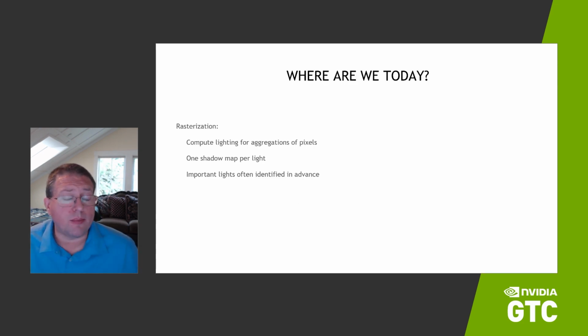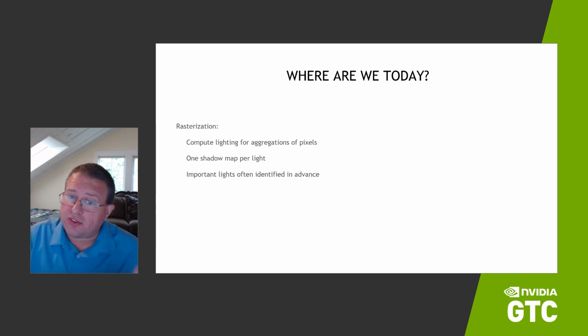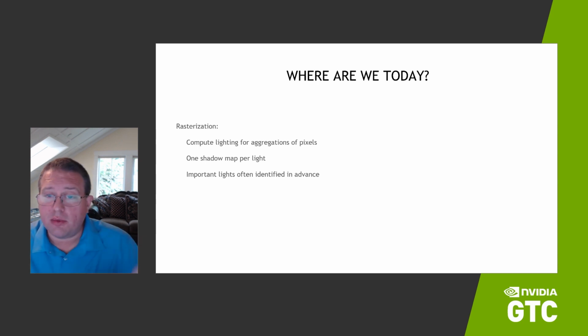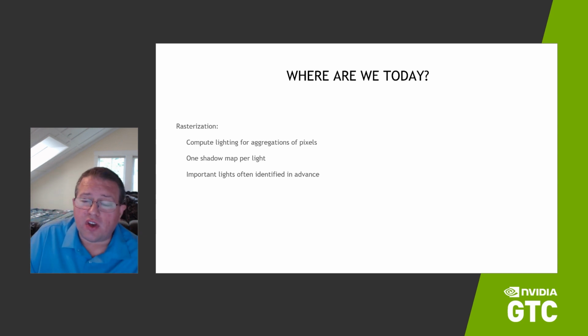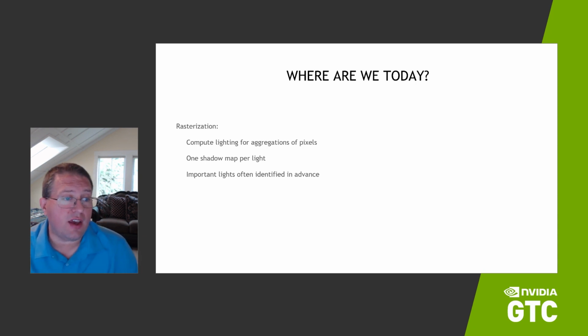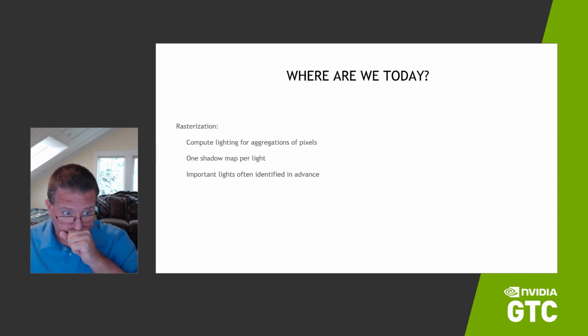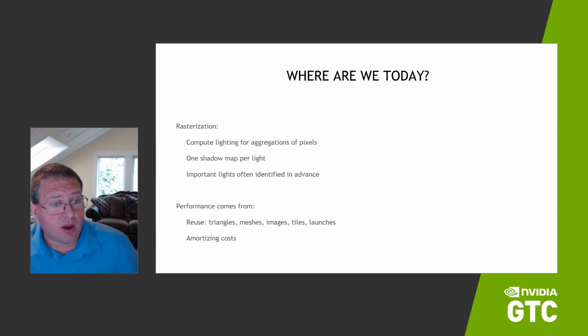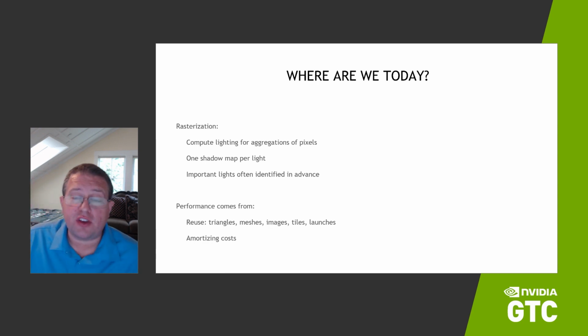So let's talk about where we are. Rasterization computes lighting for aggregations of pixels. So you amortize work over triangles, pixels on a triangle, pixels in an image or an image tile. And typically, when you do these computations, you use shadow maps for visibility, and there's one shadow map per light. Because these are expensive, you typically have your artists identify important light sources in advance that need a shadow map.